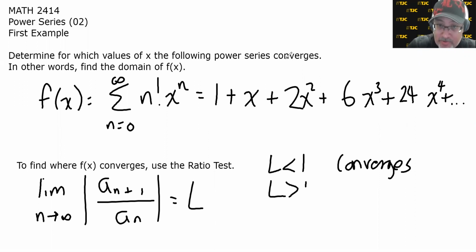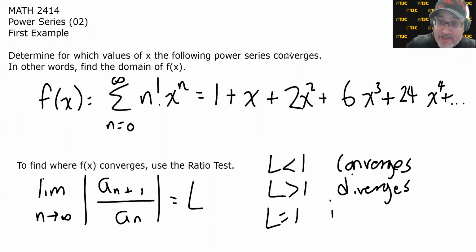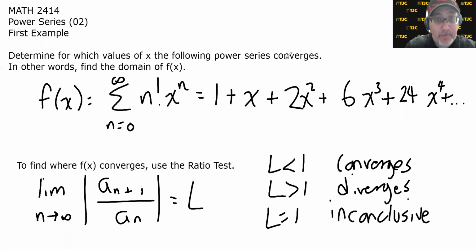If the limit is greater than 1, we get diverges. So this is just a summary of the ratio test. And if the limit is 1, it's inconclusive, and we would have to use a different test to determine convergence. So what would the ratio test look like on this one?